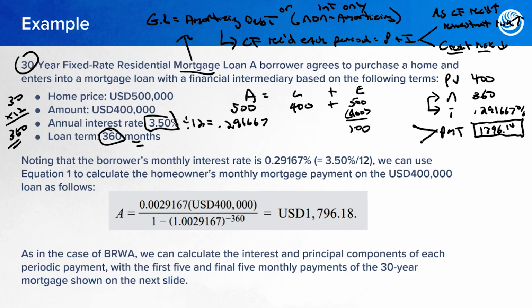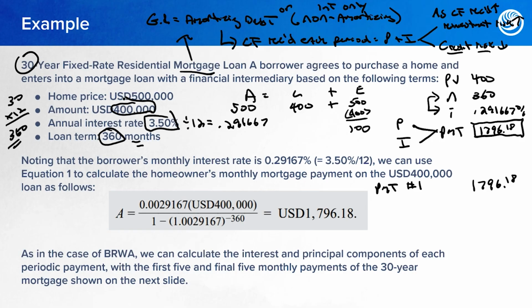And every time you make a payment, you got to separate the principal versus the interest. So payment number one, let's do it. You take the initial carrying value of the debt, multiply by the monthly rate, and subtract that interest from our payment, and the balance is the principal. So payment number one, 1796.18.